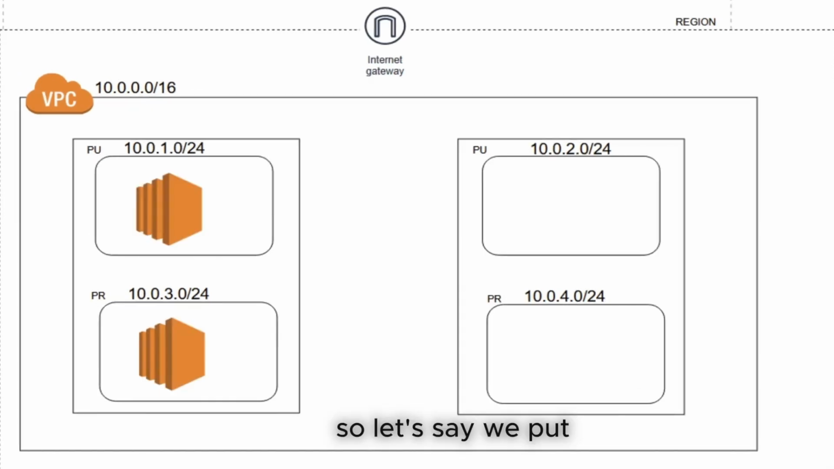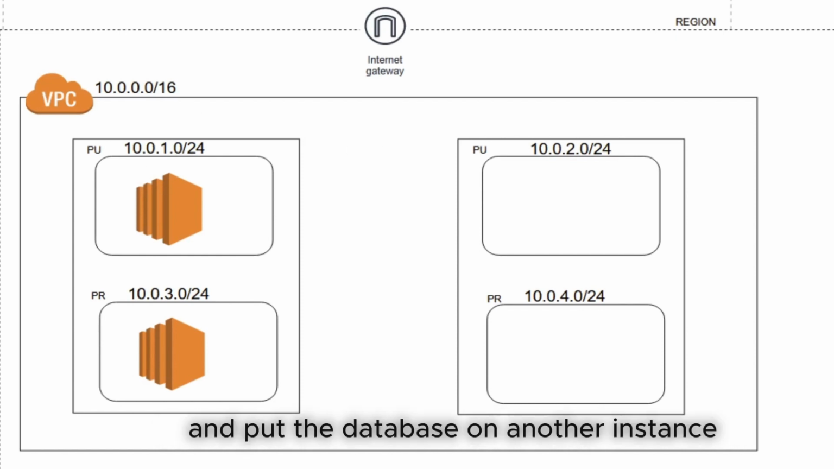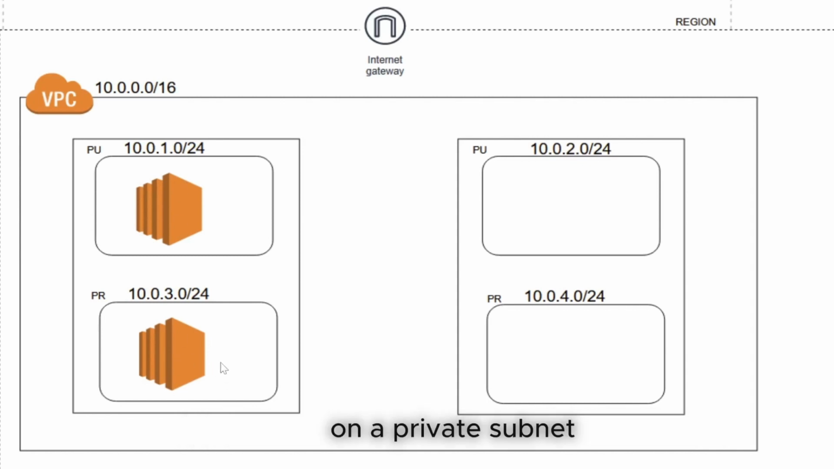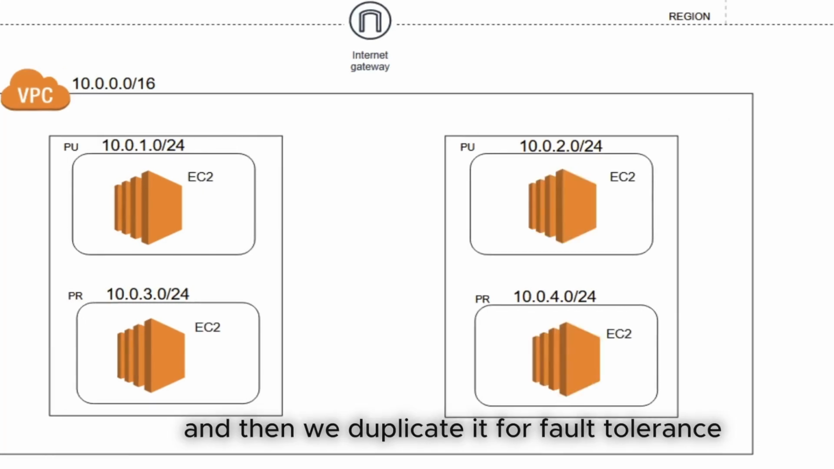So let's say we put our application live on EC2 on a public subnet, and we put the database on a private subnet because we don't want people to be able to access that, and then we duplicate it for fault tolerance.